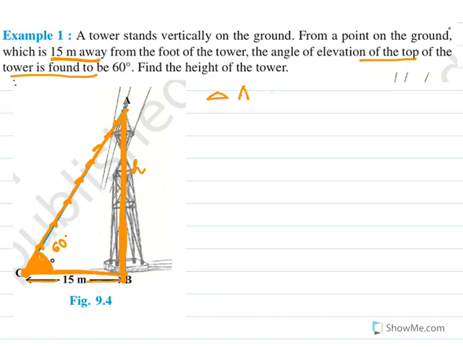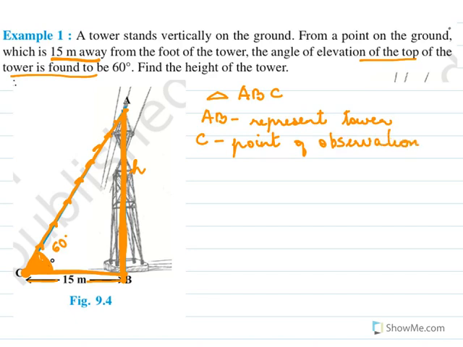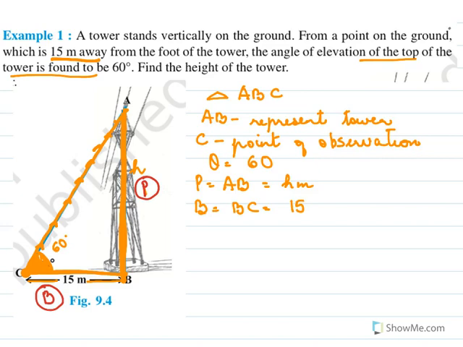So I'll consider triangle ABC, and in triangle ABC, AB represents the tower, C is the point of observation. Now in this the perpendicular is AB. Here is the perpendicular, and BC is the base. So the theta is 60, perpendicular is AB, which is H meters, we don't know, and the base is BC, which is 15 meters. So I will start with tan theta.